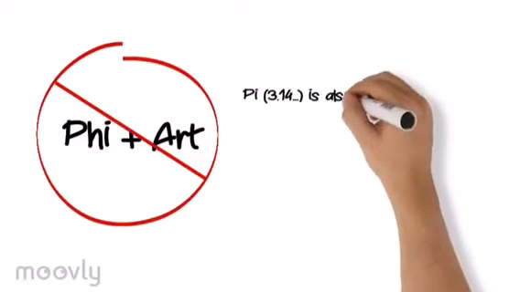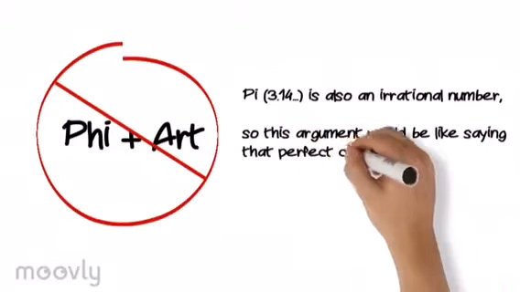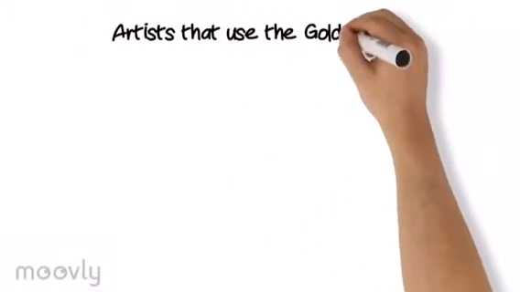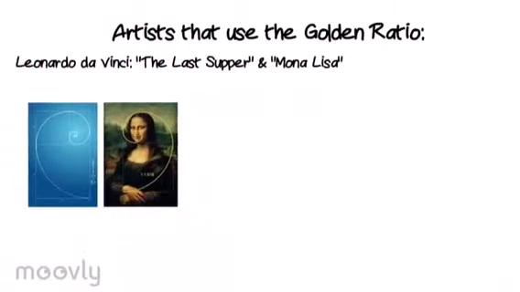Often, there are mathematicians who claim it is impossible to use the golden ratio in art because phi has an infinite amount of digits. However, pi is also an irrational number, so this argument would be like saying there are no perfect circles in the real world. Contrary to some mathematicians' belief, it is possible to use the golden ratio in art. Here are a few examples.